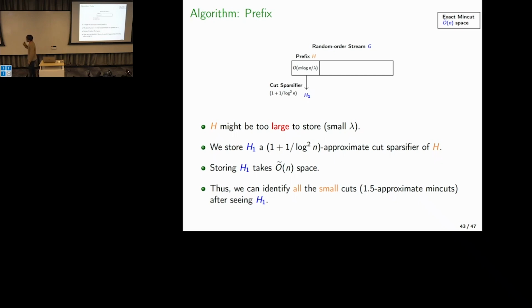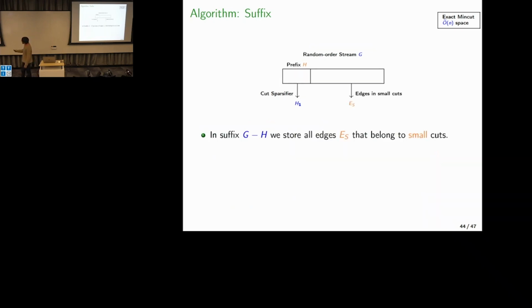Okay, good. So for the remaining part of the stream, as soon as an edge arrives, I will ask it, are you part of a small cut? You can do this by iterating over all small cuts and checking if it's part of any small cut. And so I store all such edges that belong to small cuts.